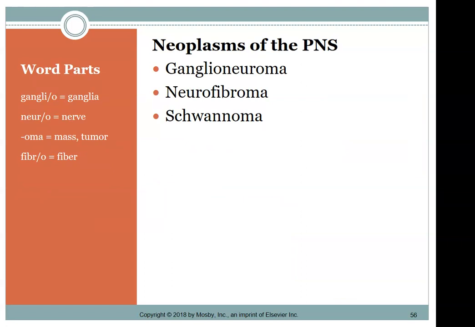Neoplasms of the PNS. A ganglioneuroma is usually a benign, slow-growing tumor that originates in the autonomic nervous system cells. Neurofibromas are benign fibrous tumors of tissue surrounding the nerve sheath. A schwannoma is a tumor, benign or malignant, that is most commonly found in the inner ear, a vestibular schwannoma. And your word parts: ganglio is ganglia, neuro is nerve, oma is mass or tumor, and fibro is fiber.